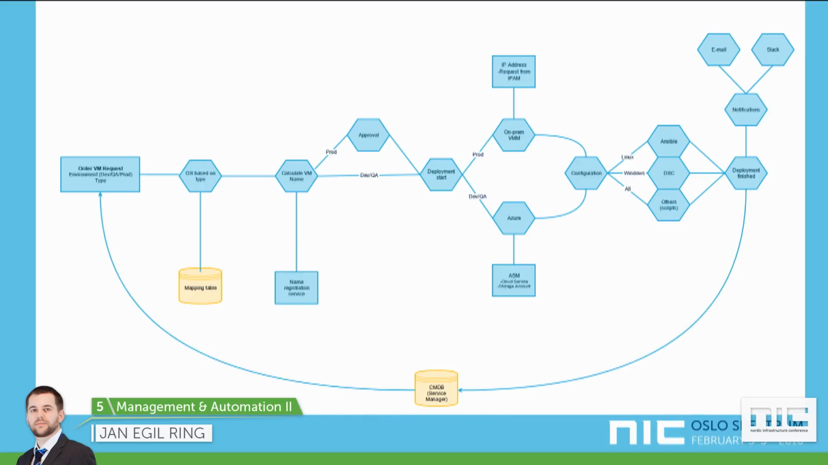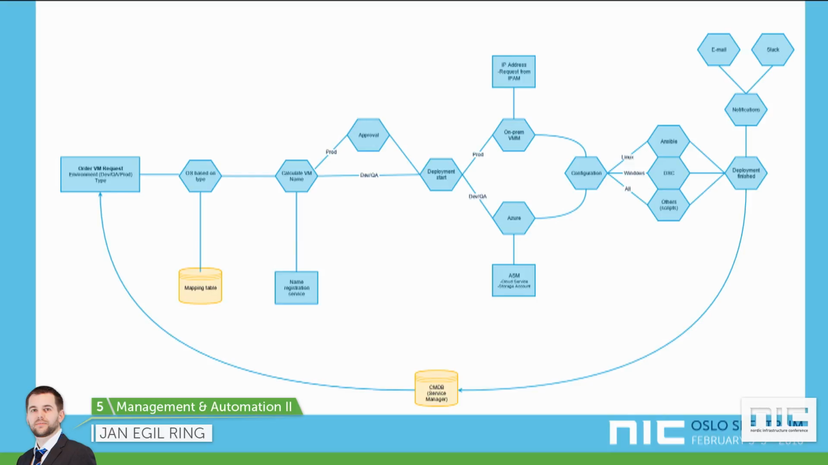Then, if it's a production environment, you need some approval, so the automation will stop and wait for the approval. If that's okay, it will start the deployment. But if it's a test or development, you can just go directly to the deployment. And from there, we have some rules where to deploy it. For example, on-prem if it's production, Azure if it's dev or QA. So basically, it will run different scripts based on if it's VMM or if it's Azure.